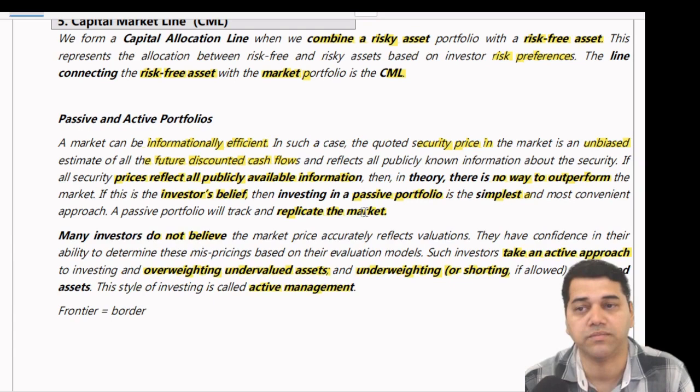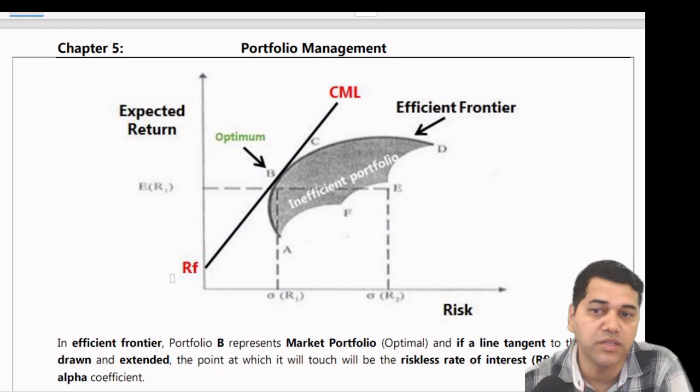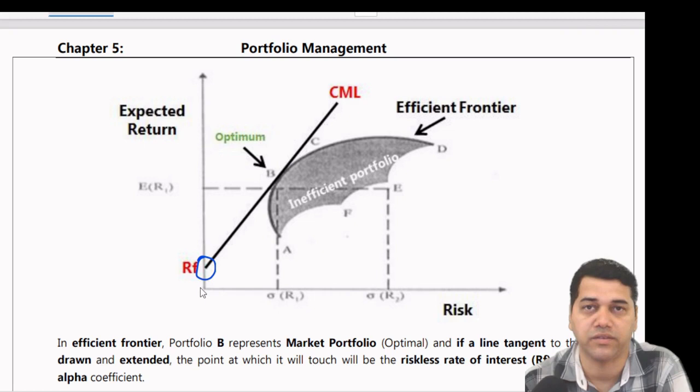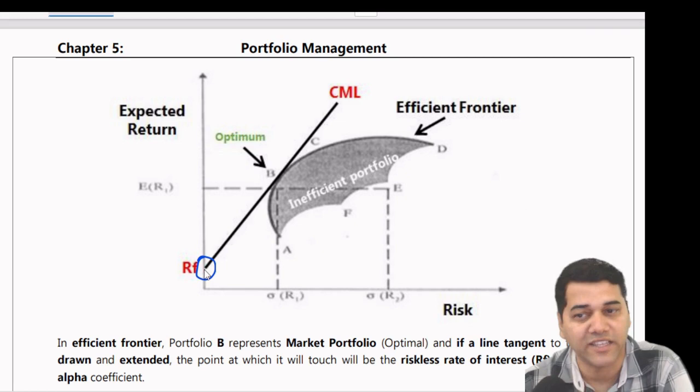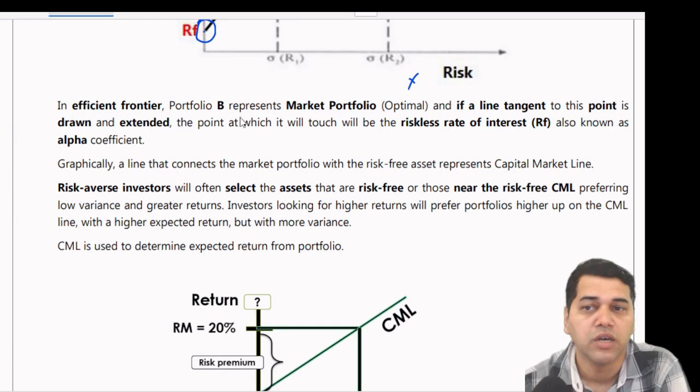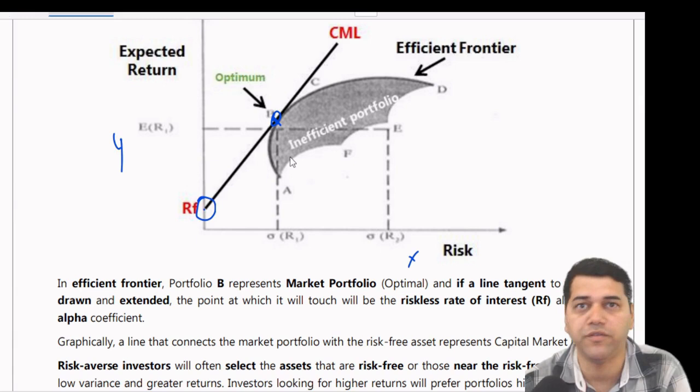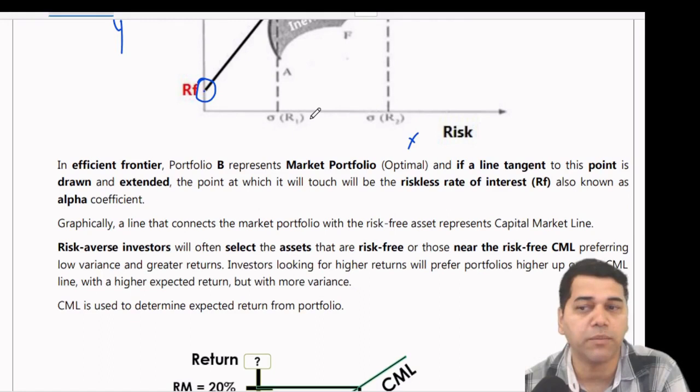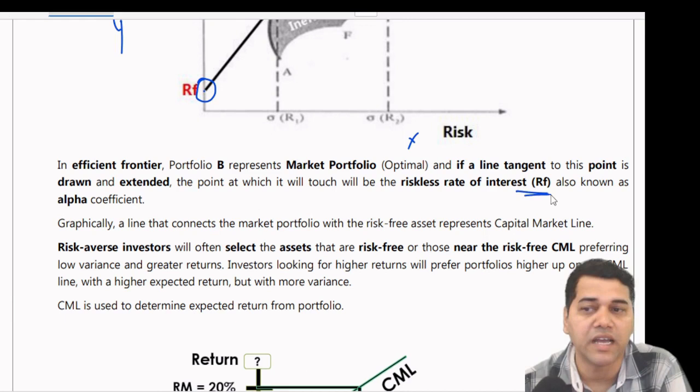So if I join that optimal investment with a straight line that starts from one point, which is my risk-free asset, this line joins the expected return, which is the minimum, Y, and X is the risk, to the optimum portfolio, B. That is called the capital market line. In the efficient frontier, the optimum portfolio is the market portfolio. If a line tangent to that point is drawn and extended to the expected return axis, we get the RF, and this is known as alpha.